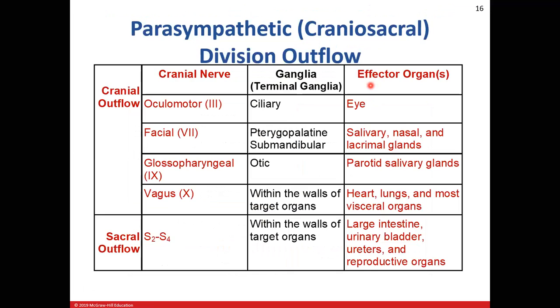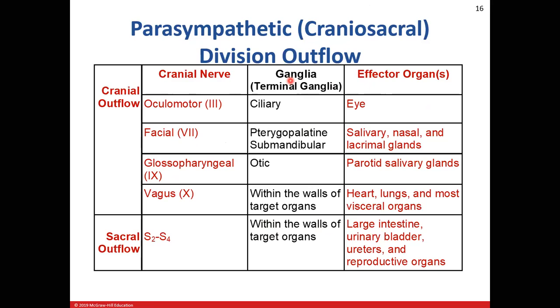Here's our parasympathetic division outflow. This is the craniosacral outflow. It shows our cranial nerves 3, 7, 9, and 10, and what organs are affected or influenced by those cranial nerves. And the same thing for our sacral outflow, S2 to S4, and where we're going to find those effector organs, and also taking a look at the ganglia and where those are located.